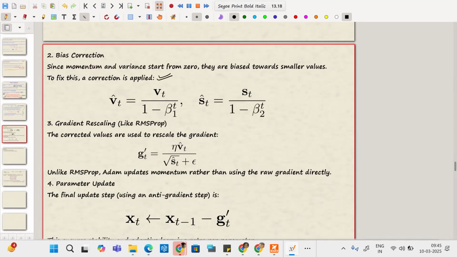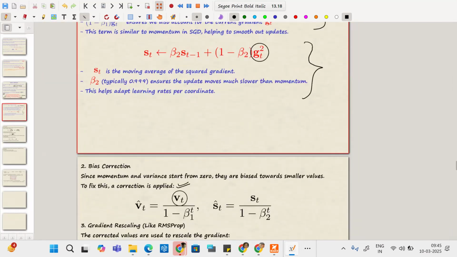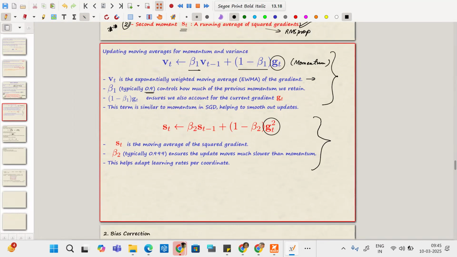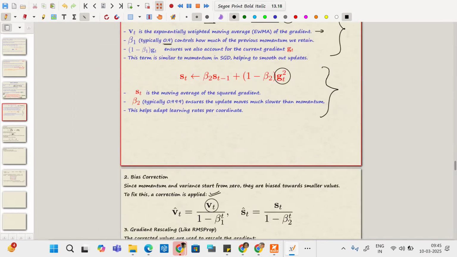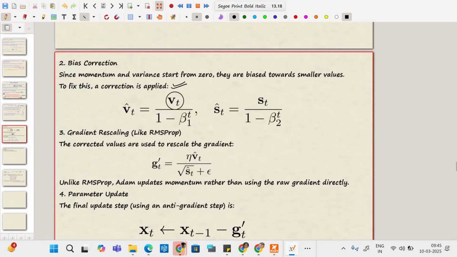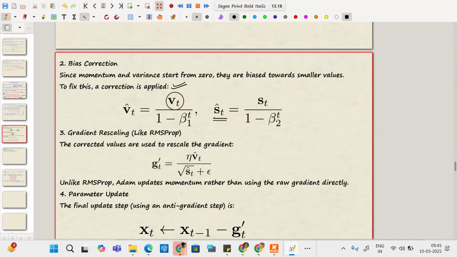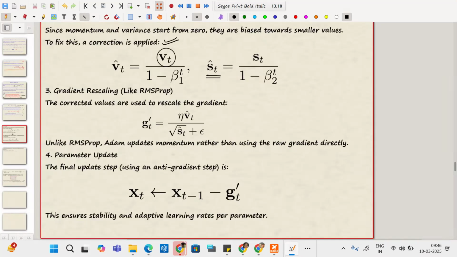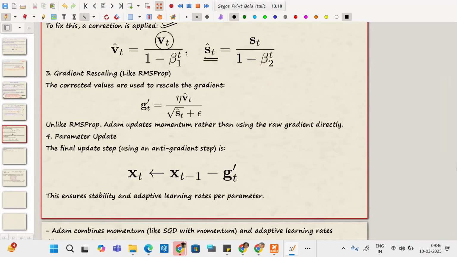What kind of correction can you see here? V_t cap is the correction: you take the V_t which you obtained before and divide it by the scaling factor it had. You can see beta 1 is multiplied with V_(t-1), the same beta 1 we take here, and similarly for the second moment, the new second moment after adding bias, with beta 2. Don't worry about much of this, just try to understand how the Adam optimizer is working and what it is using.